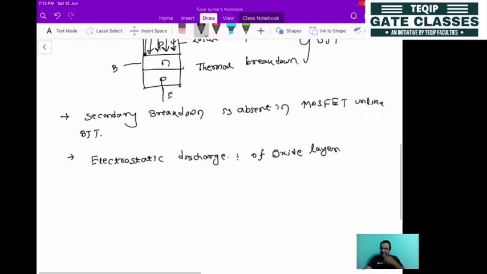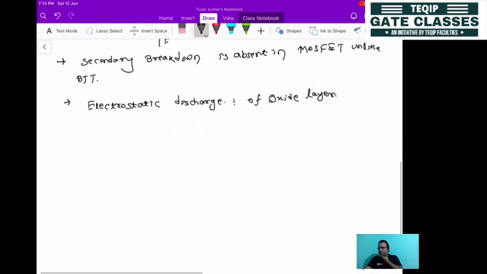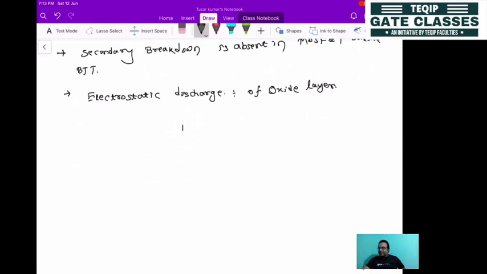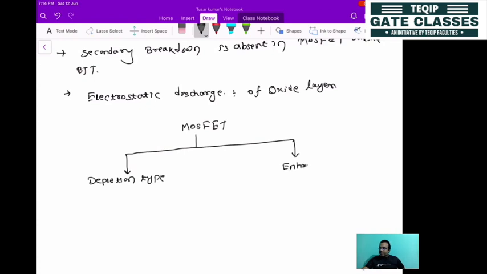Now let's classify the MOSFET. MOSFET is classified into two types. One is called the depletion type, and the second one is called the enhancement type.